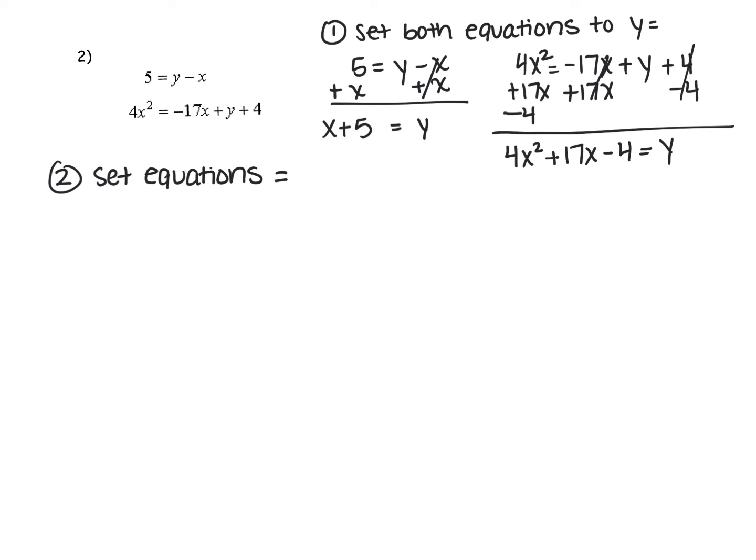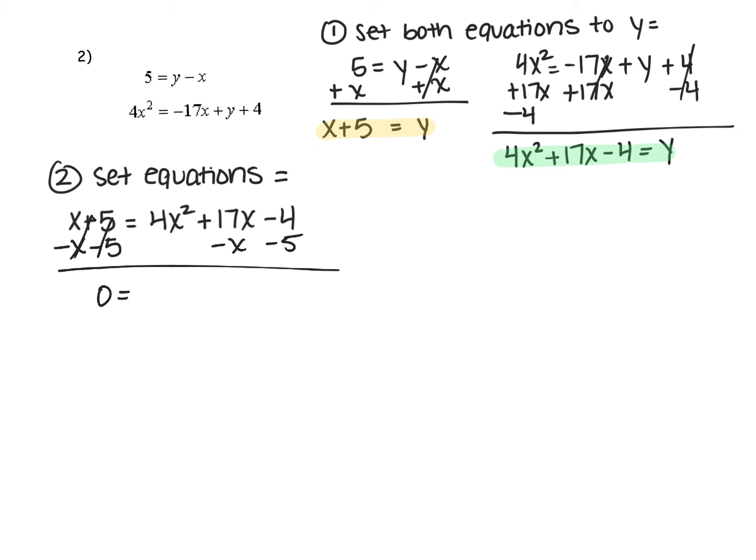So we've got this equation, y equals x plus 5, and this equation, y equals 4x squared plus 17x minus 4. So let's do that. We have x plus 5 equals 4x squared plus 17x minus 4. Remember, if we have an x squared like we did before, we have to set it equal to 0 so that we can factor, t-chart, and solve. So we're going to minus x and minus 5.